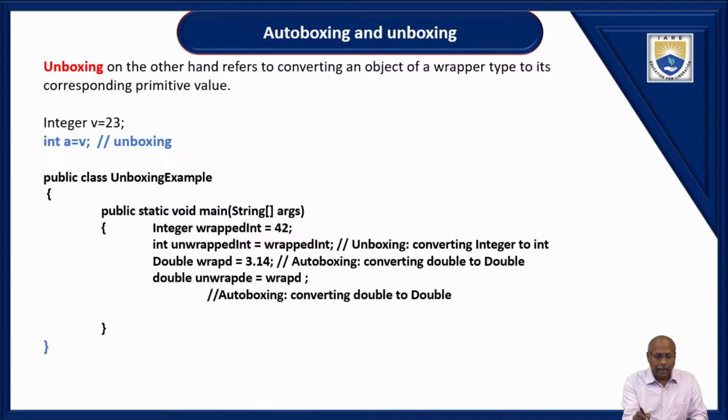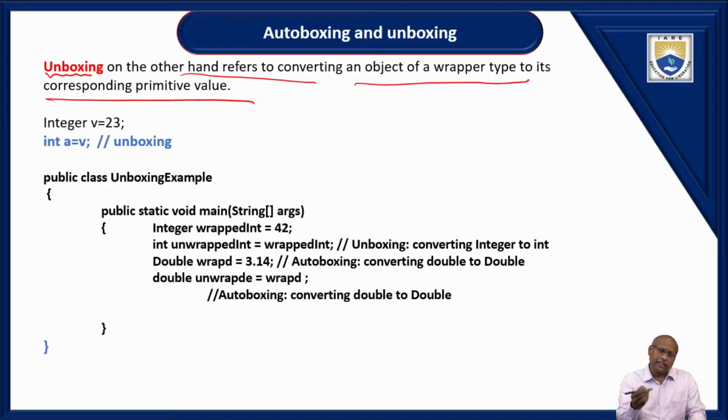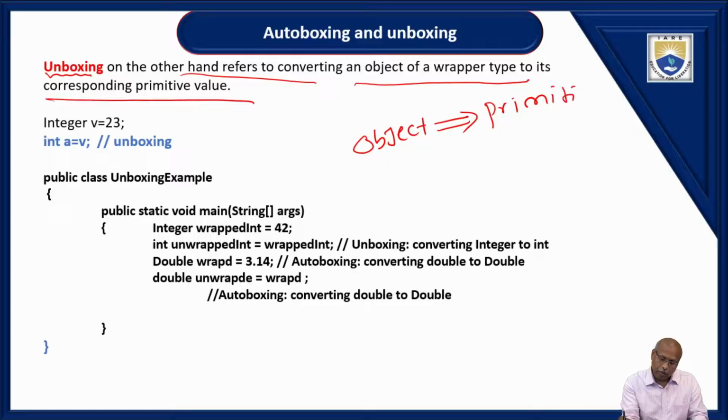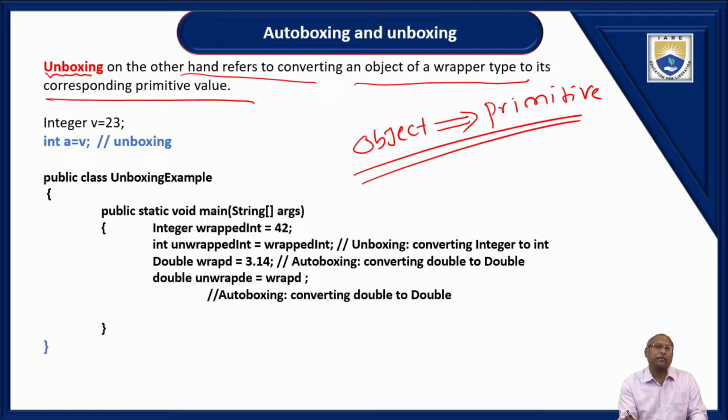Similarly, there is another concept called unboxing. Unboxing means what? Quite the opposite of autoboxing. Boxing means you are storing; unboxing means retrieving it from the box. So unboxing, on the other hand, refers to converting an object of a wrapper type to its corresponding primitive value. Whenever you are going from an object to a primitive form, that is called unboxing. From object to the corresponding primitive, this process is known as unboxing.